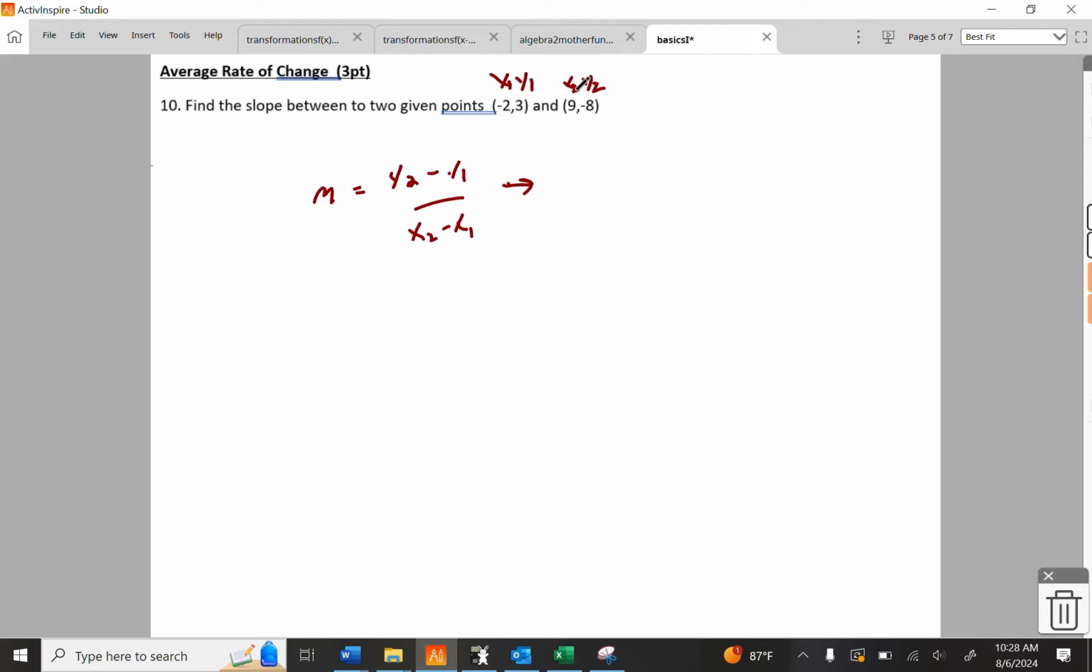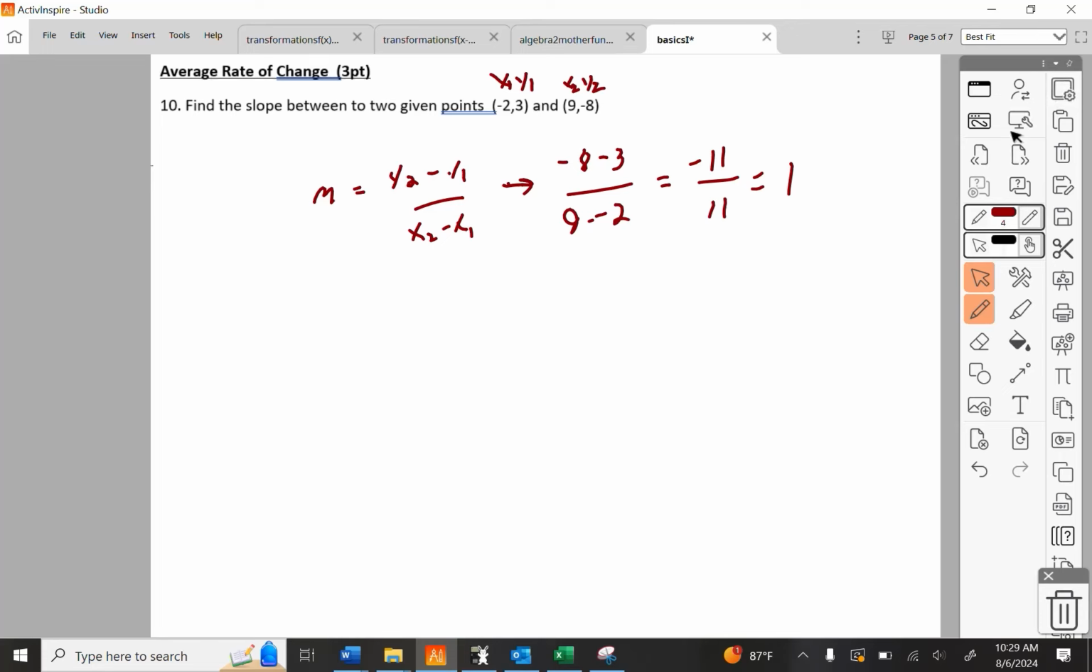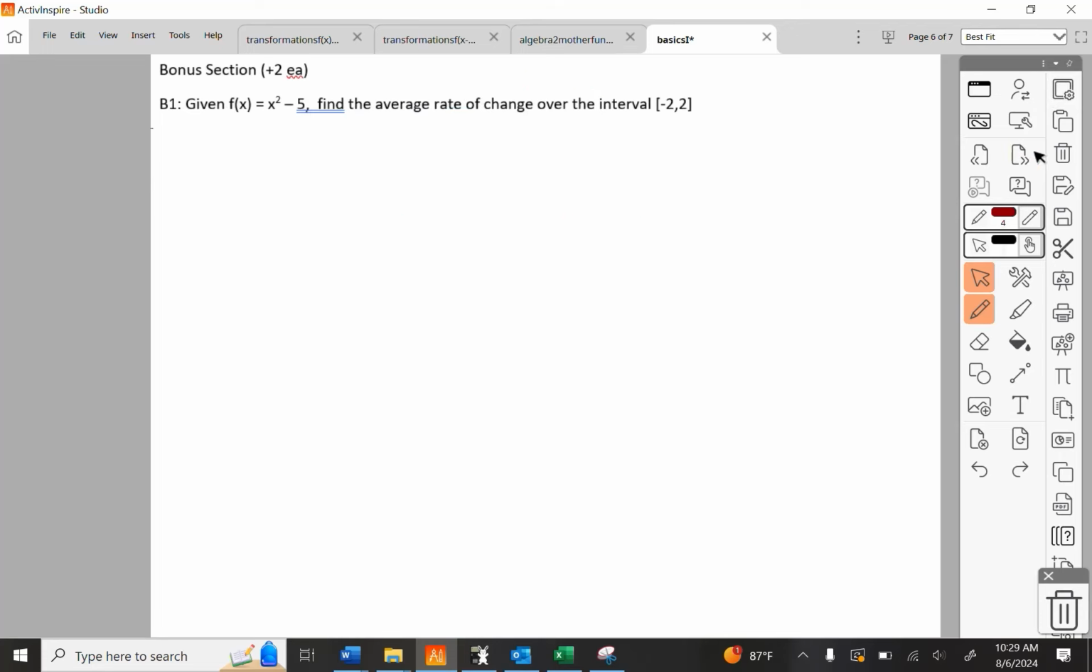And then I just do simple substitution. So I have a negative 8 minus a 3 in the numerator. And in the denominator, I have 9 minus a negative 2. Be very careful with signs here. Negative 8 minus 3 is negative 11. 9 minus negative 2 is positive 11. Negative 11 over a positive 11 is 1. Slope between those 2 points is rise 1, run 1.